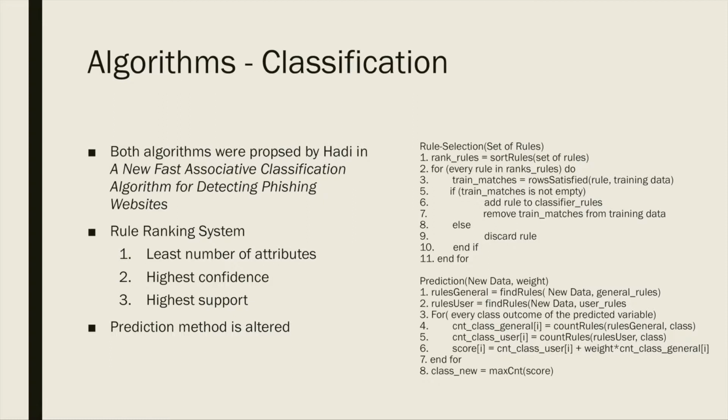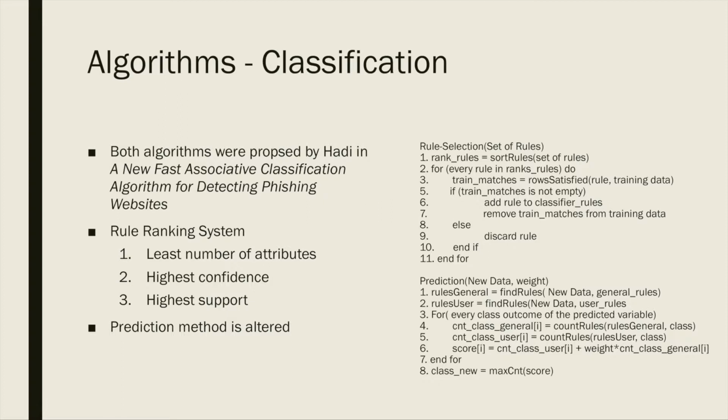It then goes through all of the rules, and for each rule, it will find all the training data rows that can be classified by the rule. If there is data that can be classified, then the rule is added to the final set of rules, and the training data classified by the rules is removed. If the rule can't classify any data, then it's discarded. This loop will continue until there's no training data left or all the rules have been investigated, whichever comes first.